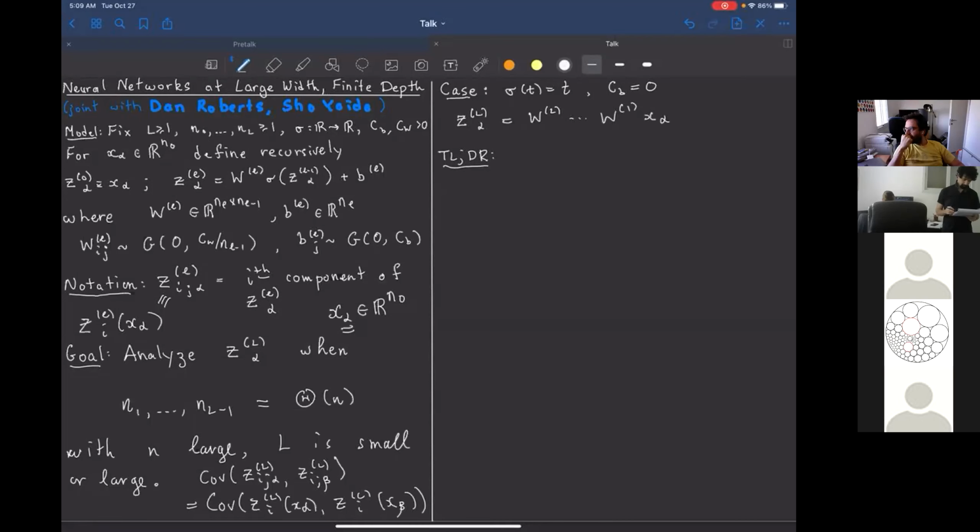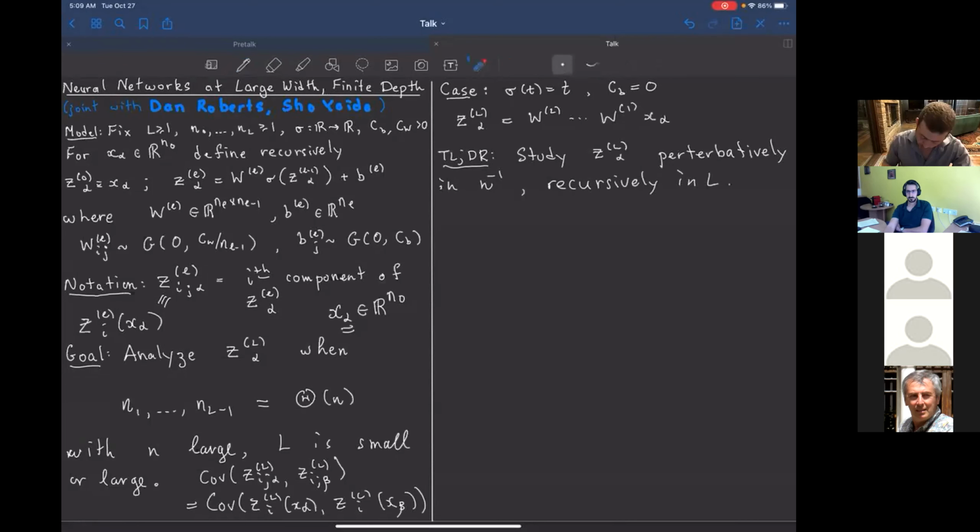So the TLDR is that you study Z^L_α perturbatively in this parameter 1/N and recursively in L. As I'll explain in just a second, when you send these parameters N to infinity, Z^L actually just becomes a Gaussian process. And so that's the starting point. Everything is very easy in the infinite width limit, in a sense. But then what we do is we actually study all the corrections to this Gaussian process. And this thing becomes exactly solvable.